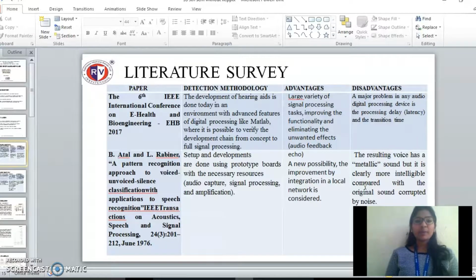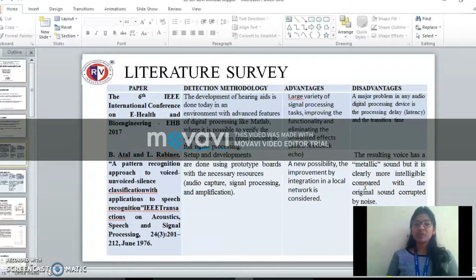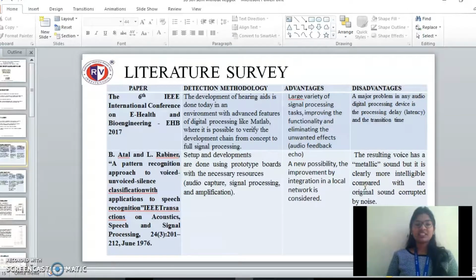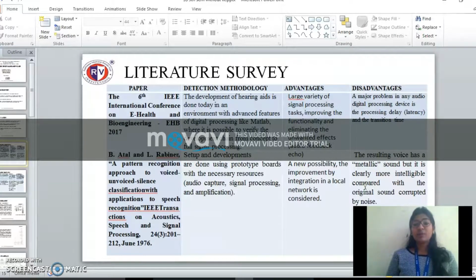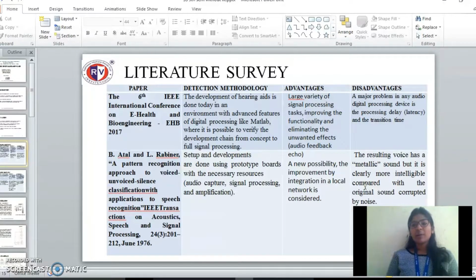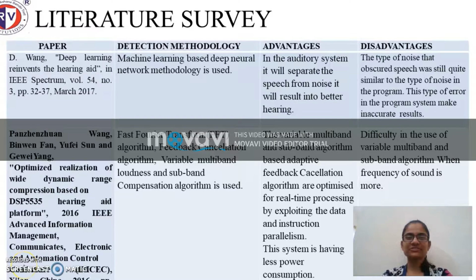And the disadvantages are: a major problem in any audio digital signal device is the processing delay and the transition time. Next paper is Atal and Rabiner, a pattern recognition approach to voiced-unvoiced-silence classification with applications to speech recognition, in the IEEE Transactions on Acoustics, Speech and Signal Processing. The detection methodology used here is that setup and developments are done using prototype boards with the necessary resources. The advantage is a new possibility, the improvement by integration in a local network, is being considered in this. And the disadvantages are that the resulting voice has a metallic sound, but it is clearly more intelligible compared with the original sound corrupted by noise.